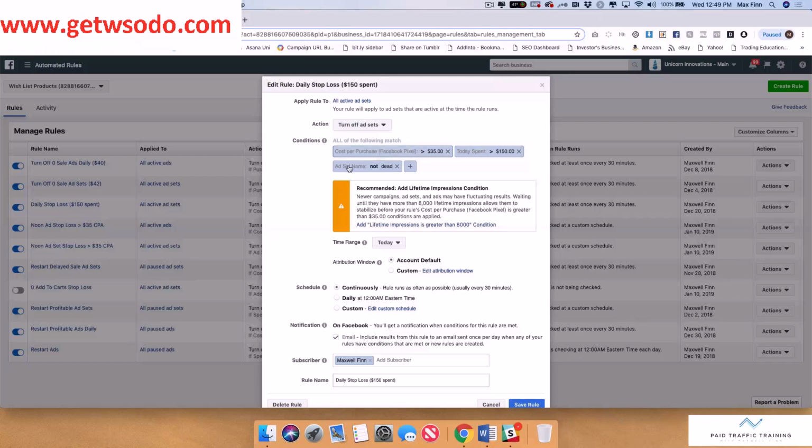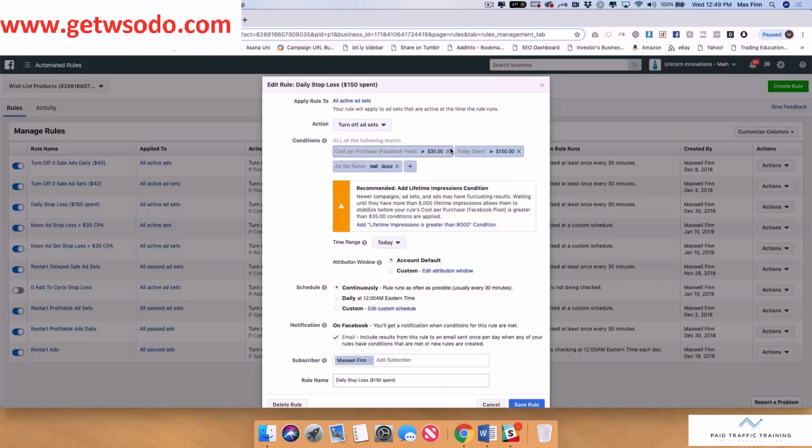So again, this is irrelevant of time. This is going to run continuously throughout the day. So let's say, hey, 2 in the morning, one of these ad sets starts getting a lot of spend and you're sleeping, right? And you don't have this in place. That ad set might spend $300, $400, $500 unprofitably.